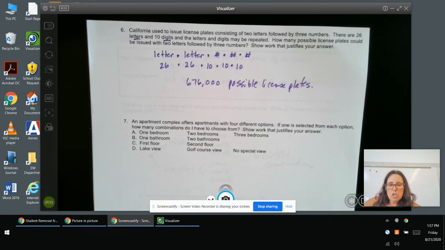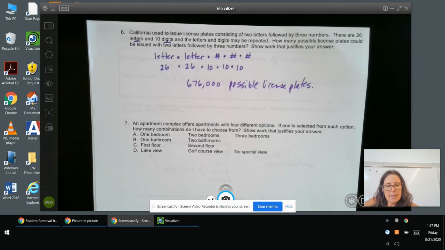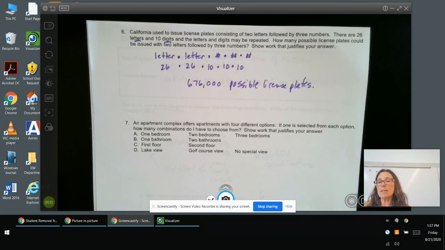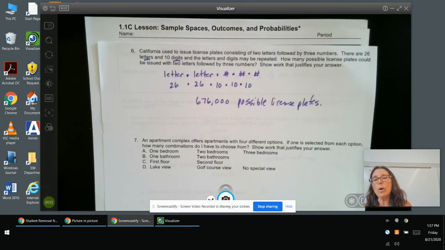If so, we'll catch you in class when we discuss this. For the sake of time and staying within the standards we need to, I'm going to skip number 7. If you would like to try number 7 and look at the answer, I have that posted in Google Classroom, and I'm happy to take questions on it when we're in class together discussing 1.1c. That's it for now.